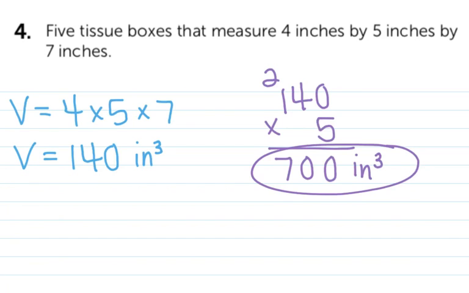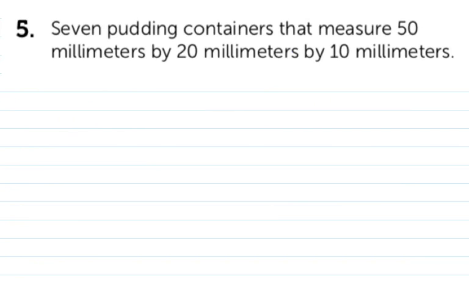Let's try one more on your own. So pause the video here, try this one on your own, and then check your work with me when you're done. All right, here we go on our last problem for today. It says we have 7 pudding containers that measure 50 millimeters by 20 millimeters by 10 millimeters.